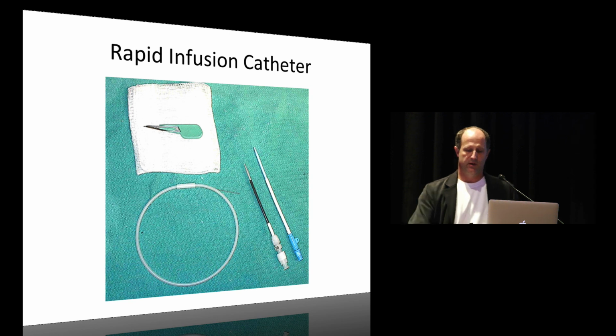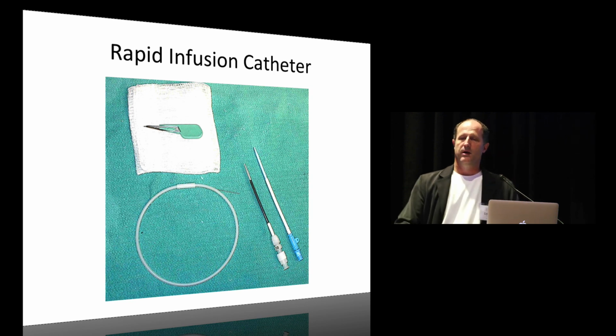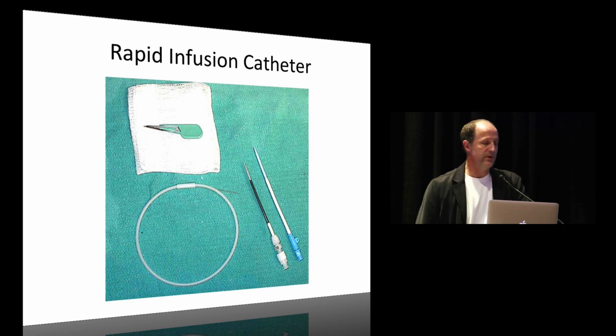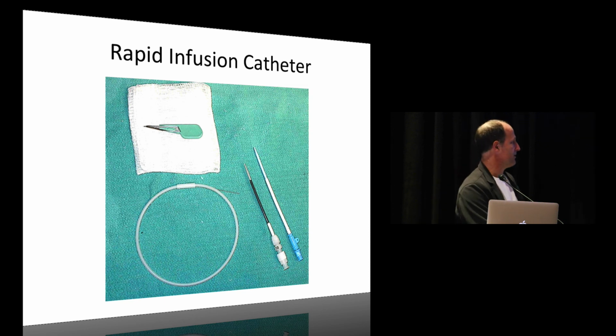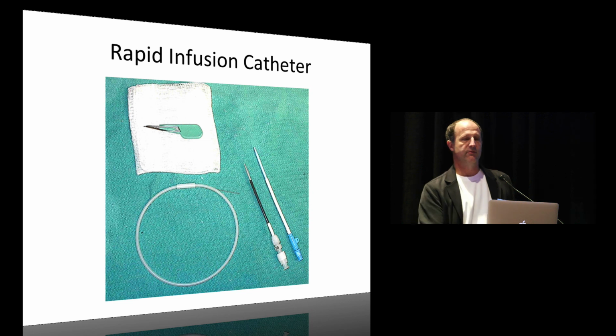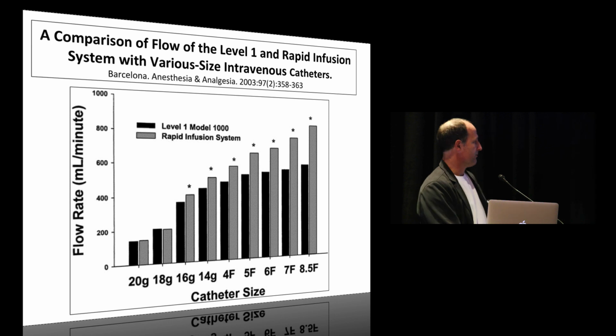Another alternative to using ultrasound to start large bore IVs in this situation is to put in a rapid infusion catheter. Here's a couple of them laid out, and they're pretty simple. It's just like putting in a central line, but you start a 20 gauge IV, put the wire in, and then thread one of these catheters in, and that gives you a 7 French introducer to transfuse through. When you look at the relative flow rate in mils per minute, what you want to do is get a large bore IV for sure.